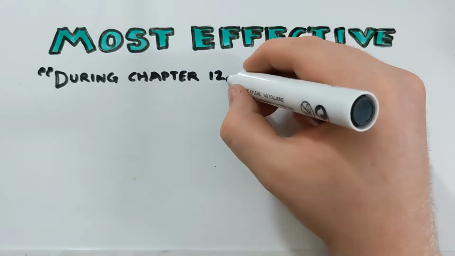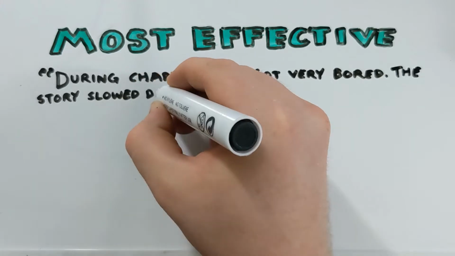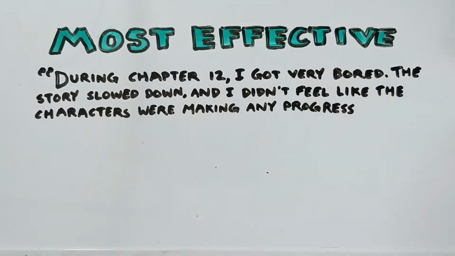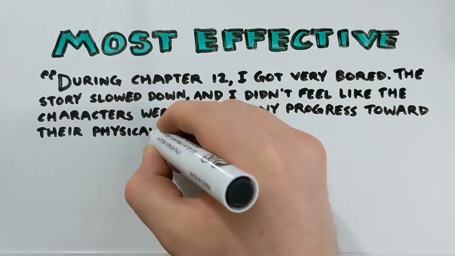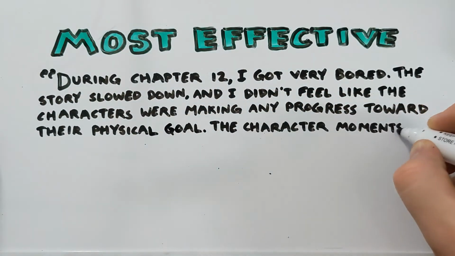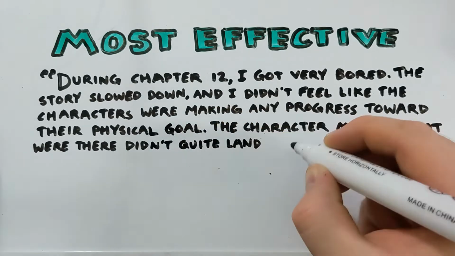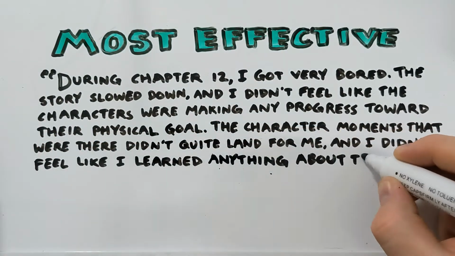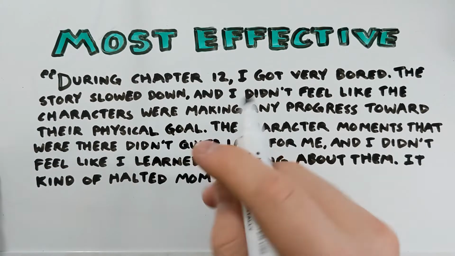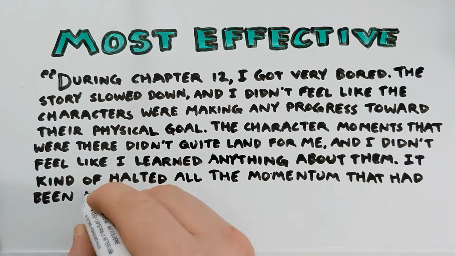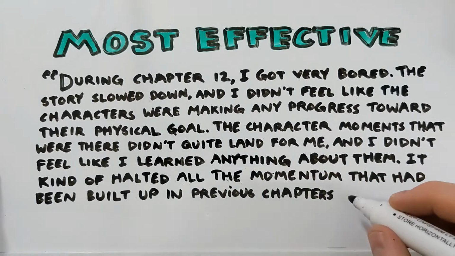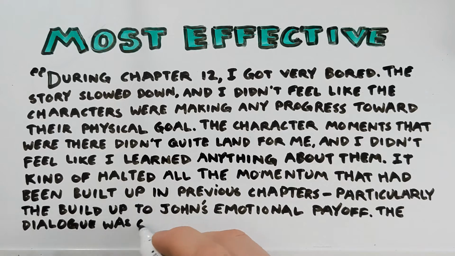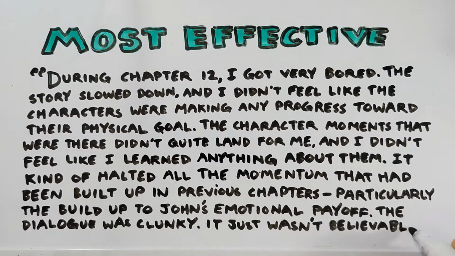During Chapter 12, I got very bored. The story slowed down, and I didn't feel like the characters were making any progress toward their physical goal. As well, the character moments that were there didn't quite land for me, and I didn't feel like I learned anything about the characters either. Overall, it kind of halted all the momentum that had been built up in previous chapters, particularly the build-up to John's big emotional payoff. I feel like the dialogue was too clunky and kind of took me out of the moment. It just wasn't believable.